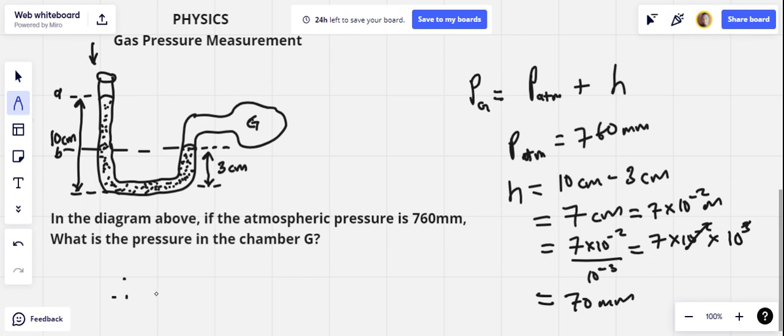Therefore, the pressure in chamber G, or the gas pressure, will be atmospheric pressure, which is 760, plus 70, and this gives us 830 millimeters. So the pressure of this gas is 830 millimeters.